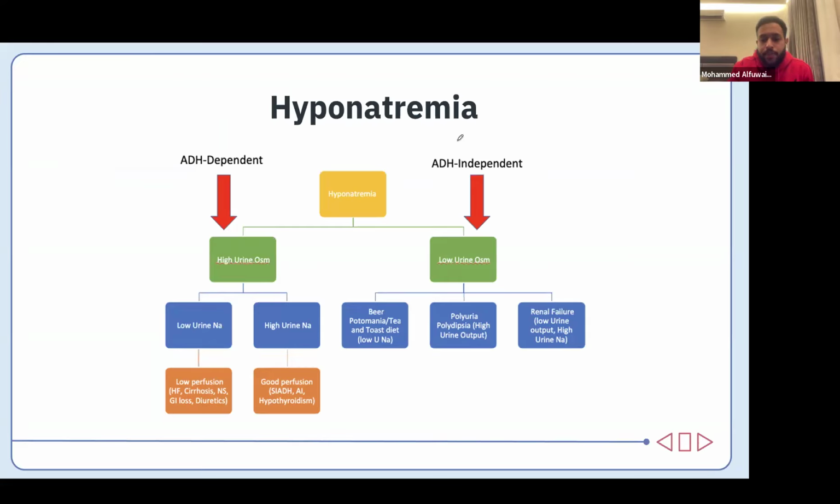Now, hyponatremia. What I want you to remember, not the symptoms of hyponatremia, but rather how to diagnose a patient with hyponatremia. Firstly, you establish from the level of sodium in the blood that they have below 135. Okay, this diagnoses a patient with hyponatremia. This tells you that the patient has hyponatremia.